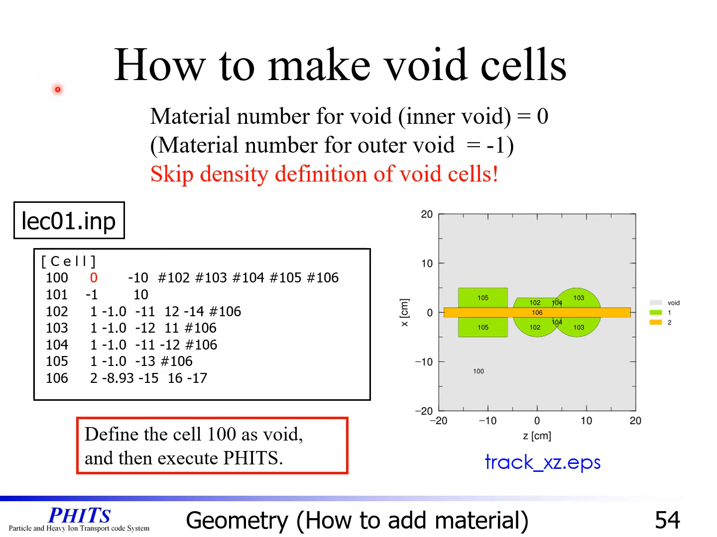Here is shown how to make a void cell. The material number for void is 0, and material number for outer void is -1. When you set void cells, the densities should be skipped. So please define the cell 100 as void, and then execute PHITS. The right figure is the result. You can see that color of cell 100 changed.